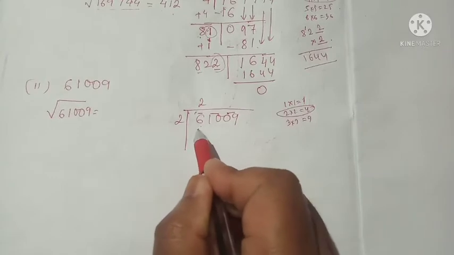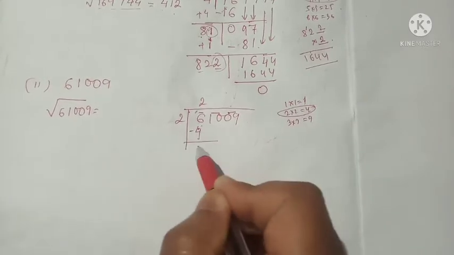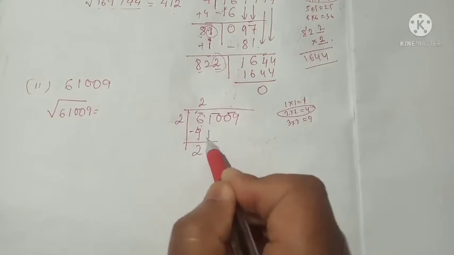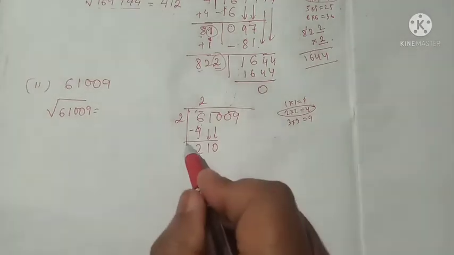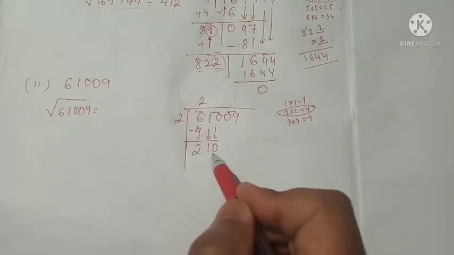Here in the dividend we put 4. You subtract this from 6, then you bring down the next pair of digits again. This 210 will be the new dividend.